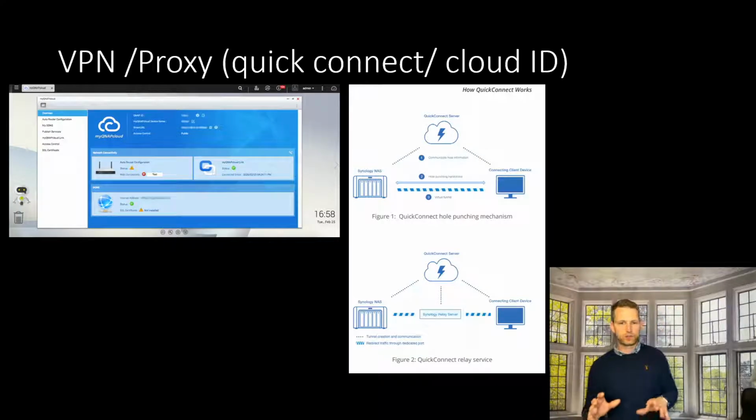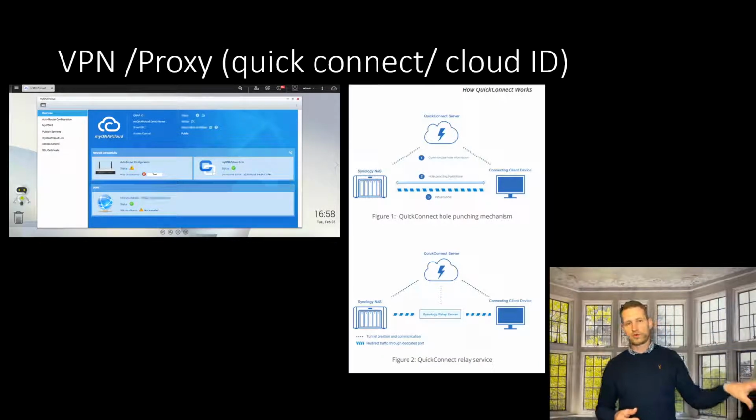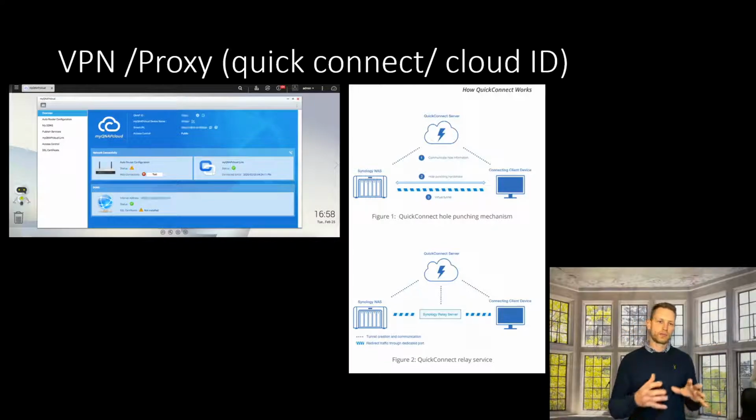VPN or proxy. So when you connect to your NAS, as I said, do not use port forwarding. Use VPN. A VPN creates a tunnel between your laptop, for example, remotely, and your NAS. So only through this one connection, only this IP is allowed, and everything transferred is encrypted. Connect that way. If you want to use apps, you probably can't use VPN, so you need something different, like QuickConnect or Cloud ID.